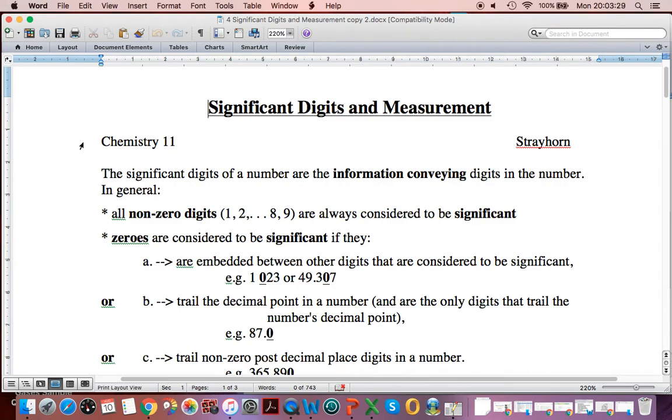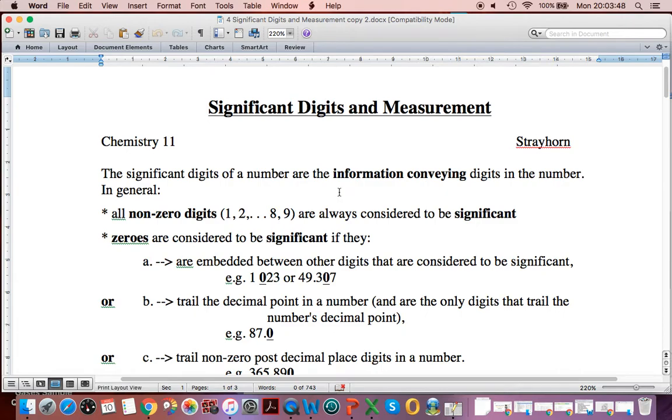Good day. Find your significant digits and measurement sheet. In the past, I'd do a crazy PowerPoint with this, but generally that just confused students more than it was worth. So I'll just go through this sheet. You really don't have anything to fill in the blanks on this, so make sure you're just following along.